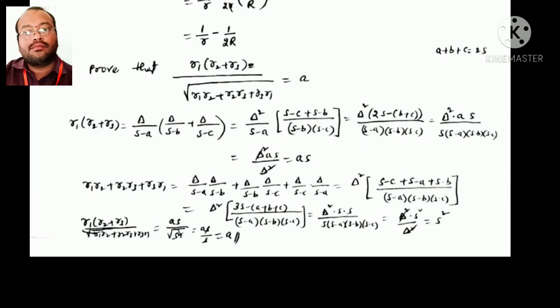In the denominator, r1 r2 plus r2 r3 plus r3 r1 is there. By replacing, we can get delta square as common, and s minus a into s minus b into s minus c as the LCM. In the numerator, it will be 3 minus of a plus b plus c. We already know a plus b plus c is equal to 2s, and 3s minus 2s will be s. Here also, multiplying and dividing s there, we can get delta square in the denominator also. Delta square cancels, it will be s square.